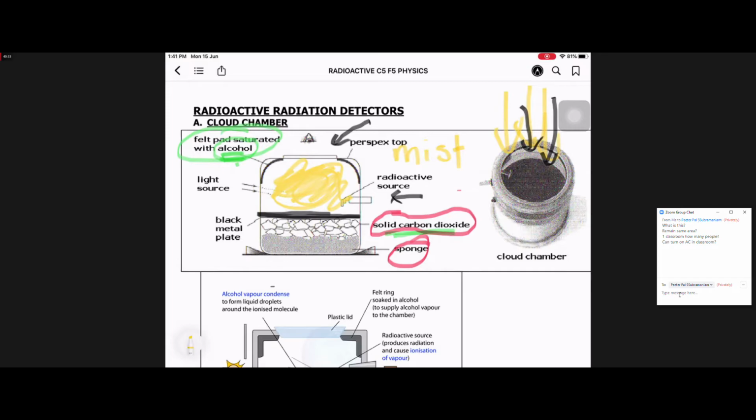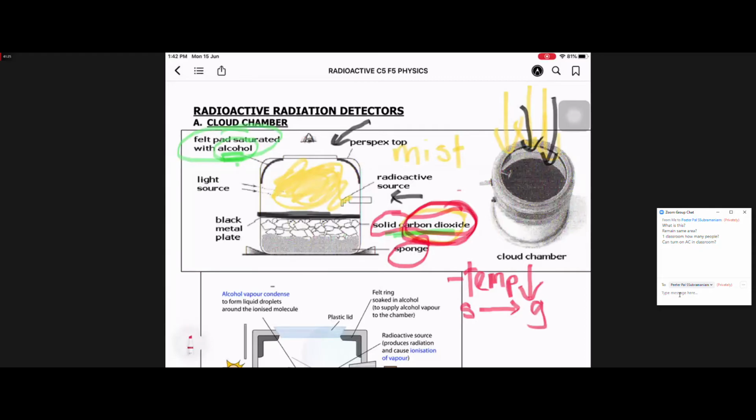So solid carbon dioxide will bring down the temperature. So first thing what happened, temperature inside the cloud chamber decreases. And solid carbon dioxide will undergo sublimation. So from solid, it straight changes to gas.